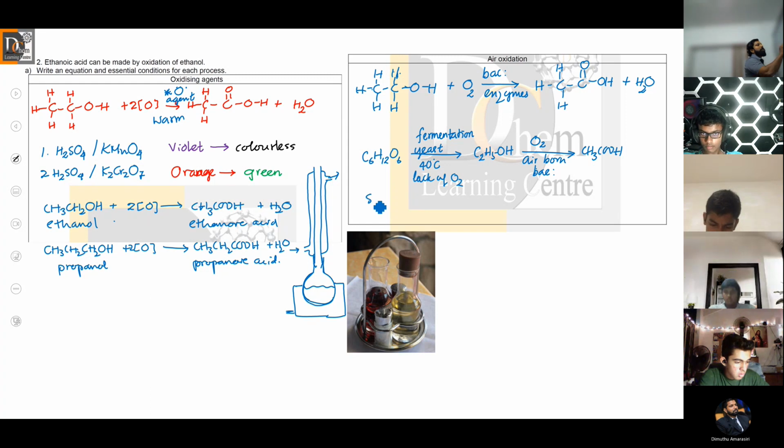So you have sugar. This converts to toddy in Sri Lanka. In other countries, ethanol. This is vinegar. Ethanoic acid. Okay, write it down. I will give a small note at the end of it.